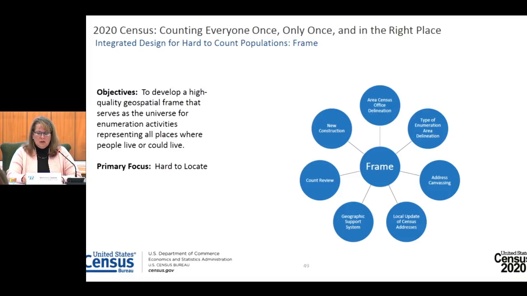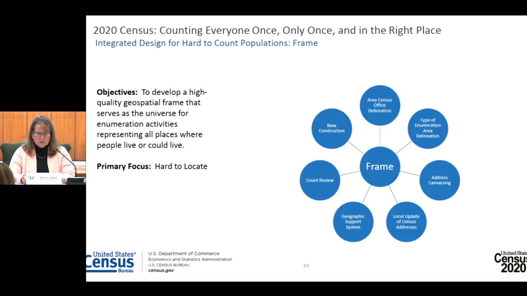The address canvassing operation is part of a continual effort to identify all places where people live or could live, and this includes hidden housing units, which if we are unable to locate, we are unable to count the occupants. The training for our in-field address canvassing staff includes clues for the identification of hidden housing units and instructions about inquiring about additional or hidden units.